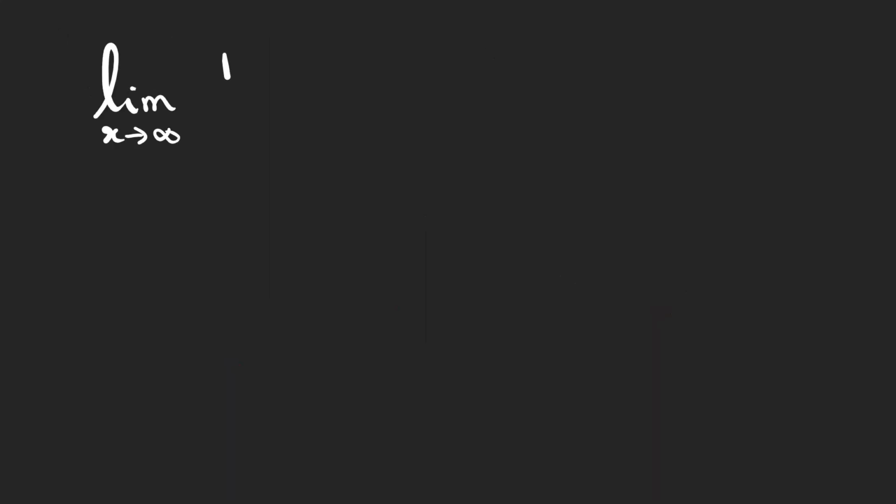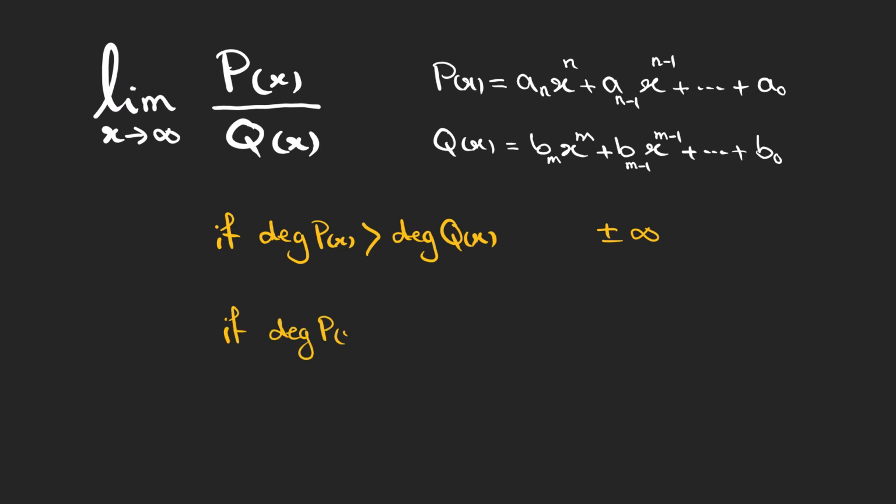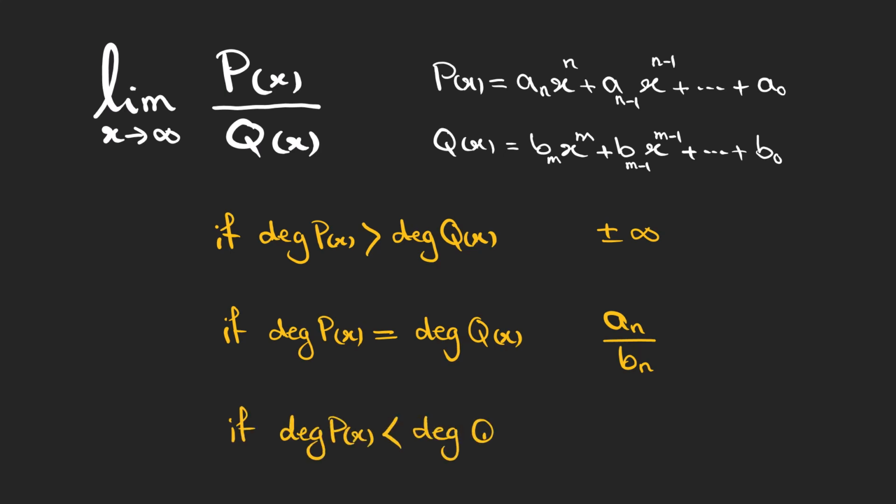When we have a rational function with two polynomial functions in the numerator and the denominator, if the degree of p of x is larger than q of x, the limit goes to either minus or plus infinity based on the leading coefficients. If they have the same degree, the limit is the leading coefficient of the numerator divided by the leading coefficient of the denominator. And finally, if the degree of the polynomial in the denominator is larger, the limit goes to 0.